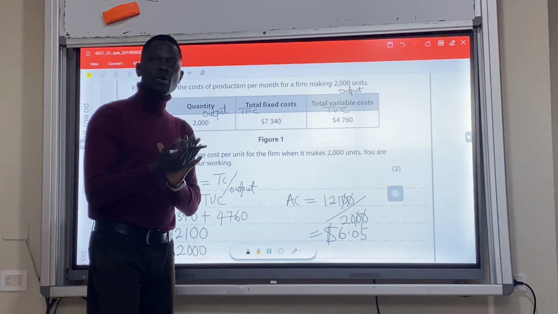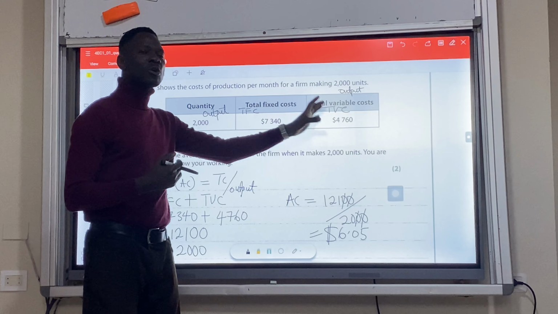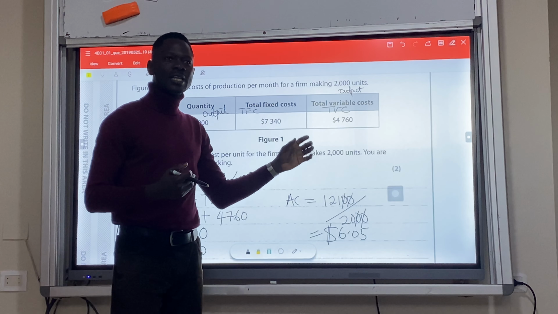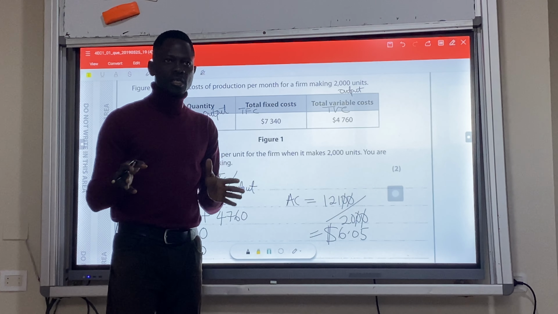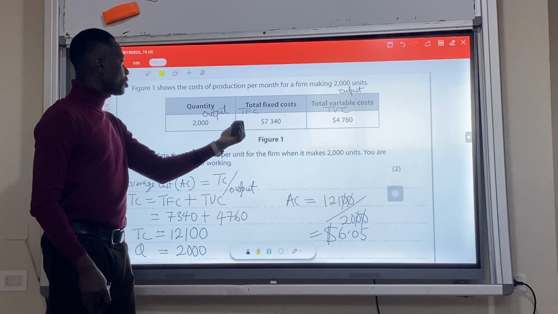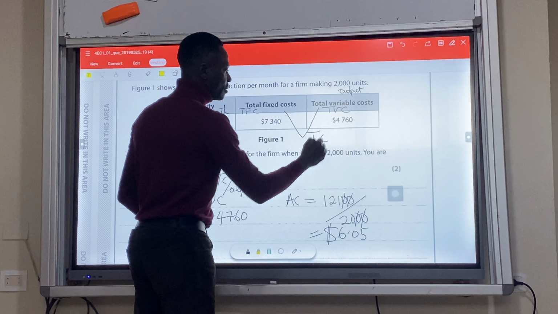We talked about variable cost yesterday, right? We said variable costs are those costs that change as the level of output changes. For fixed costs, these are costs that do not change as output changes. Then the combination of the total fixed cost and the total variable cost gives us our total cost. So the combination of this gives us our TC.